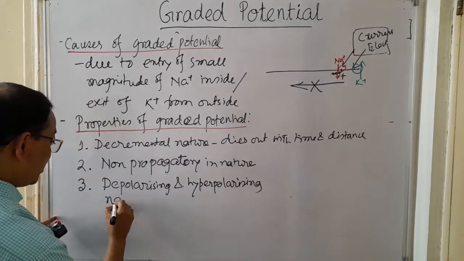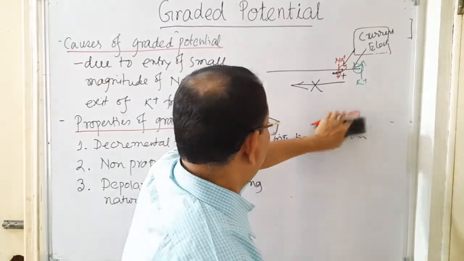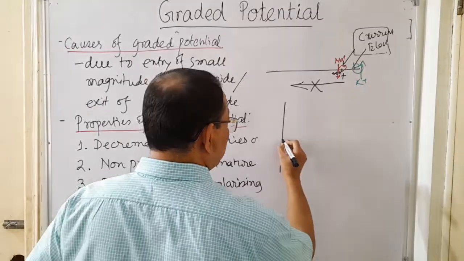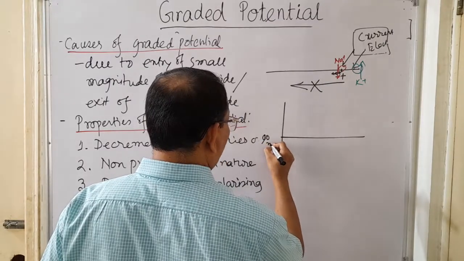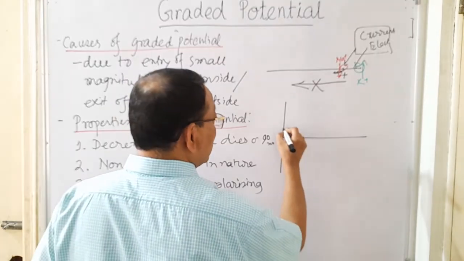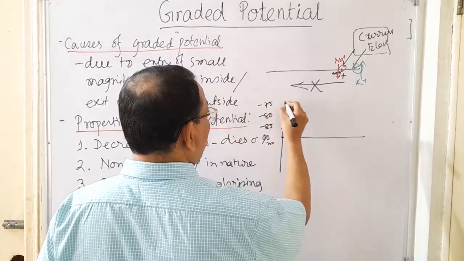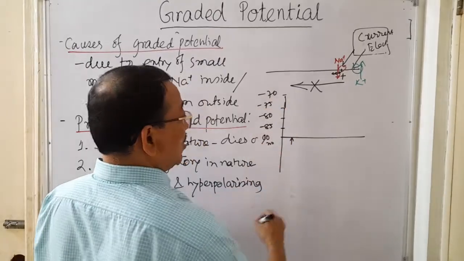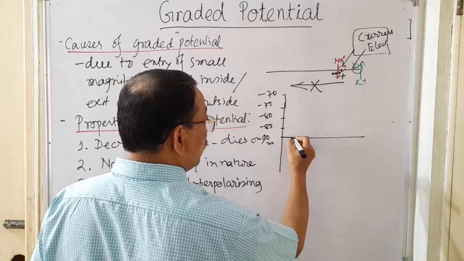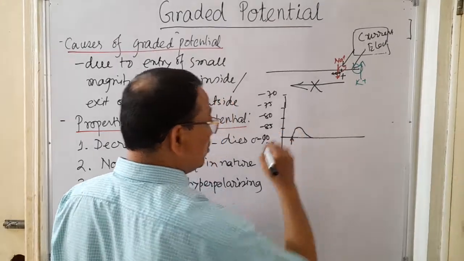Depolarizing and hyperpolarizing in nature. That means, suppose here you see this is minus 90 millivolt. A stimulus is applied, for example 1 millivolt. This is minus 85, minus 80, minus 75, minus 70. So suppose a strength of 1 millivolt is applied, from minus 90 it will be decreased to minus 85 millivolt.